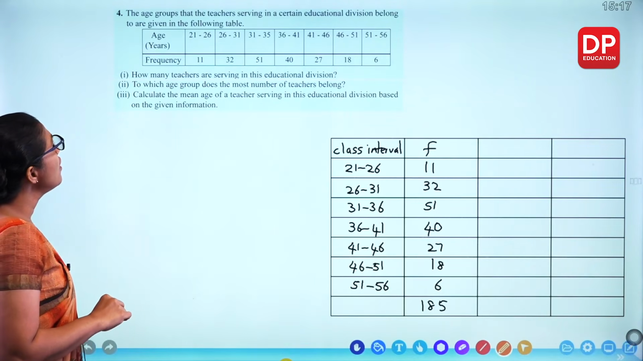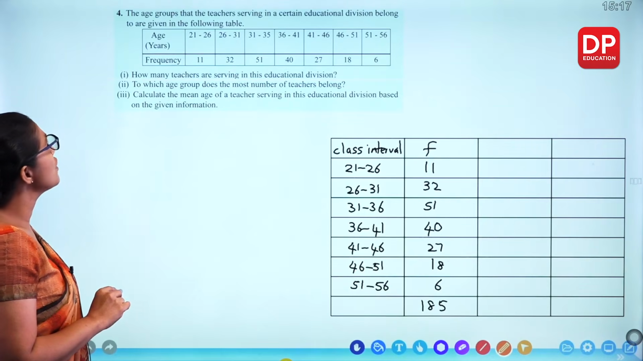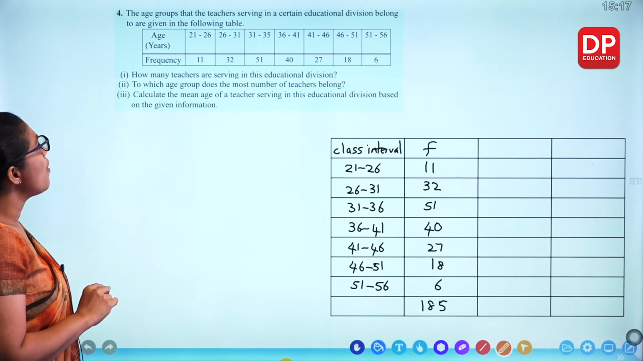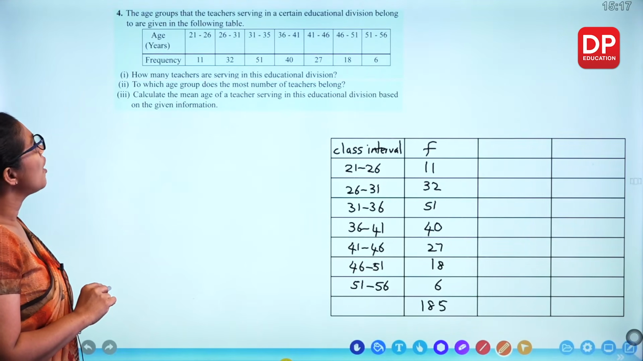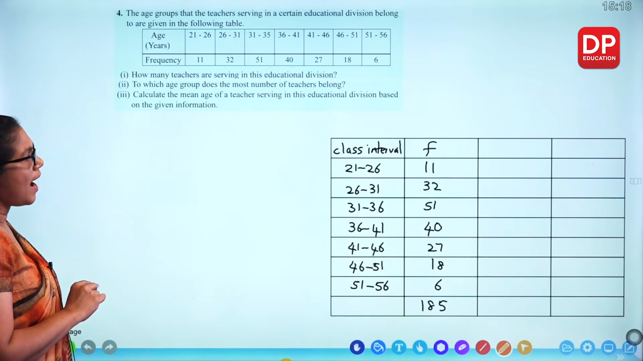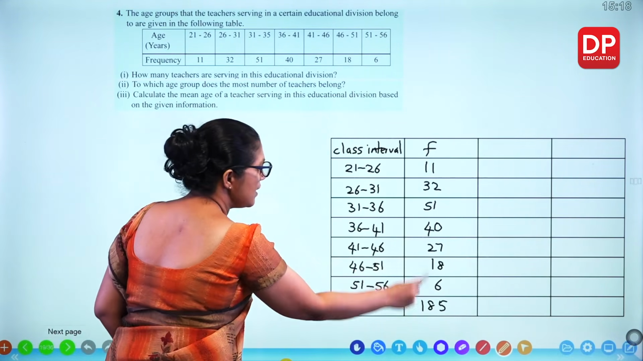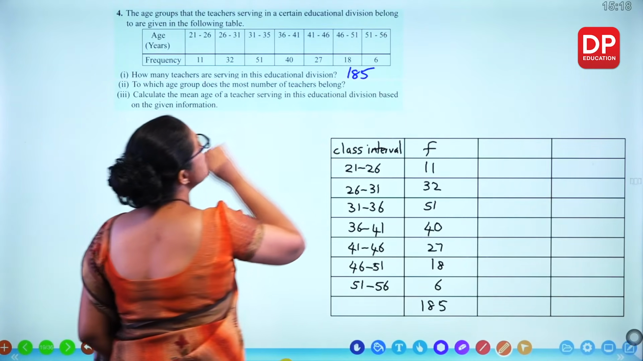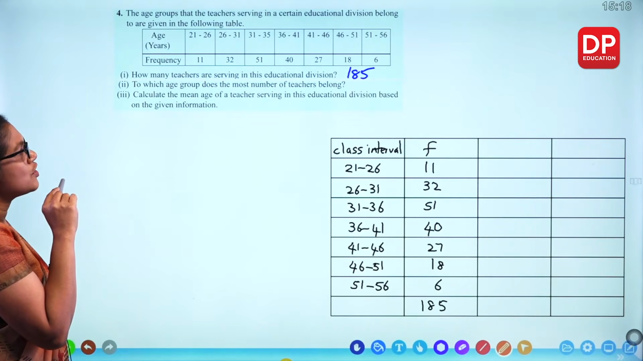Question number 4. The age groups that the teachers serving in a certain educational division belong to are given in the following table. How many teachers are serving in this educational division? You add everything together and you get 185 teachers.